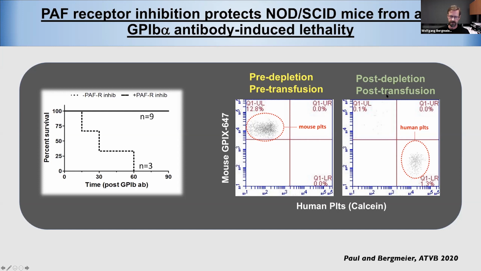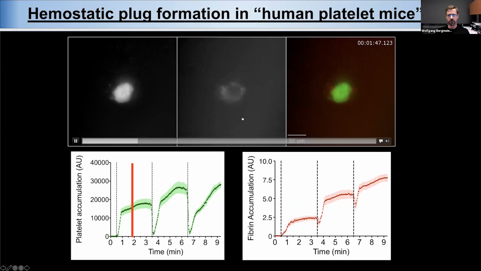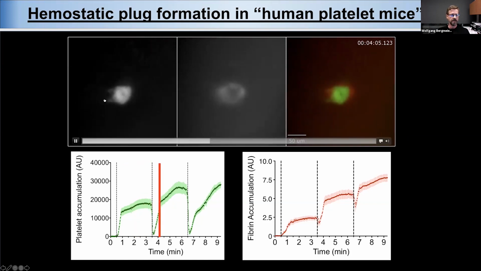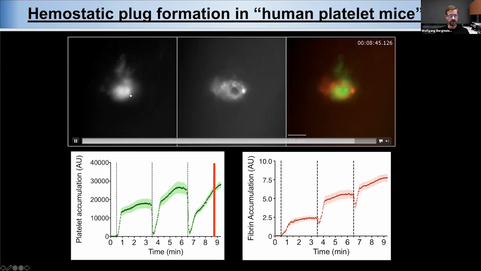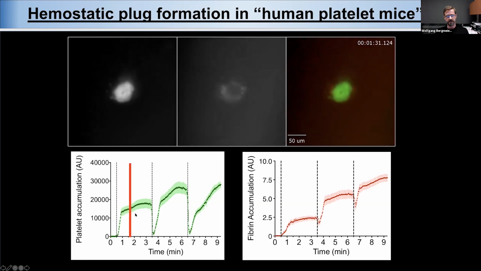no mouse platelets around. So with that on board, we did our studies, and this is just similar to what I showed you before. We did the 3-shot protocol that I showed you before. The platelets are going in just nicely. So platelets on the left, fibrin in the middle here, and then the overlay. So it looks very similar to what we find in mice with mouse platelets. The kinetics may be slightly different, but overall a very similar result.